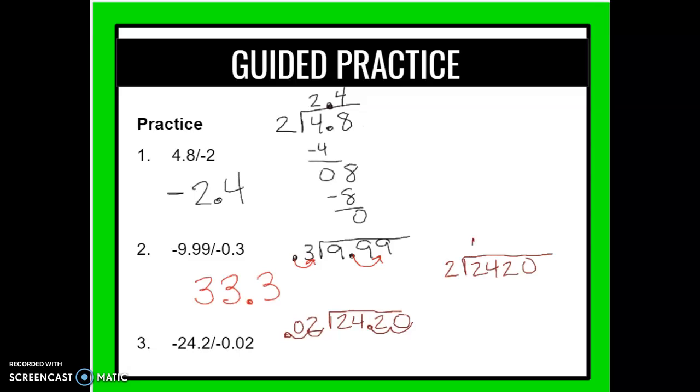So 2 goes into 2 one time. 2 goes into 4 2 times. 2 goes into 2 one time. And 2 goes into 0 0 times. I don't have any other numbers, no remainder, so my answer is going to be positive 1,210.